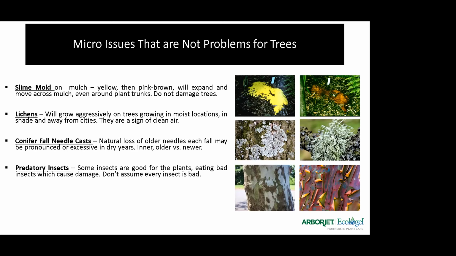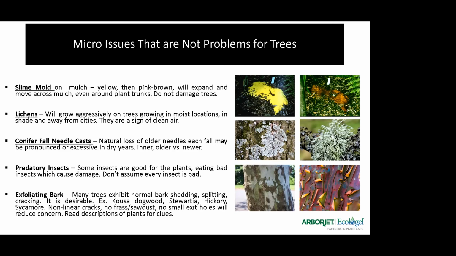Conifer needle casts. Again, old needles on conifers fall off in the fall. It's towards the center of the tree. The heavier the fall off, the better the indication of stress, but it's normal for needles to fall off in the fall in the center of the tree. If they're falling off at the ends of the tree, that's a problem. Then there are predatory insects. Again, don't assume that every insect you see is hurting a tree.